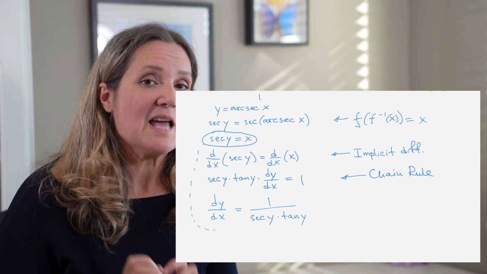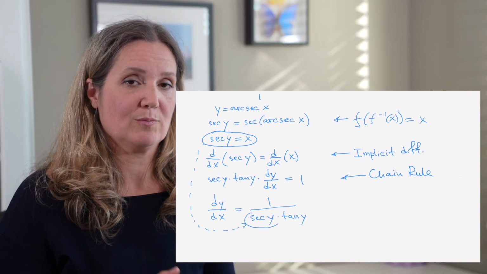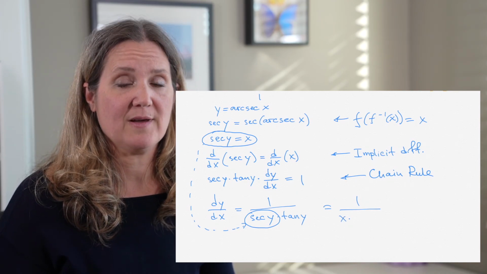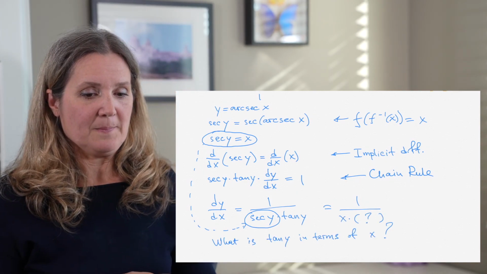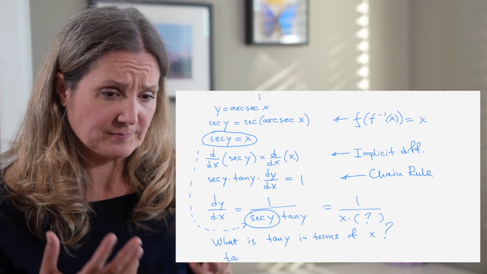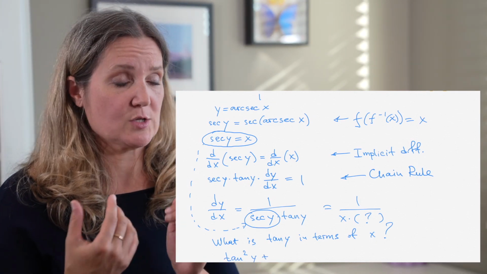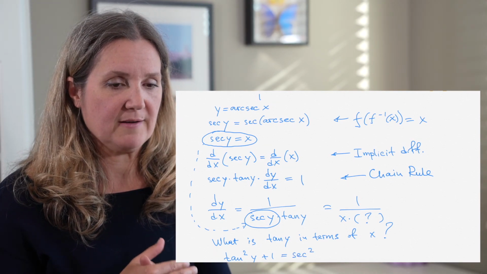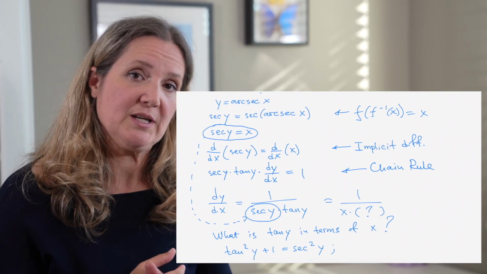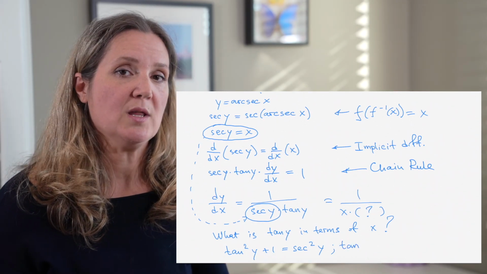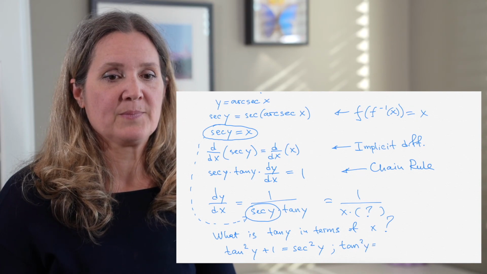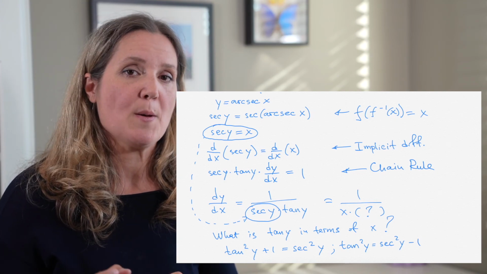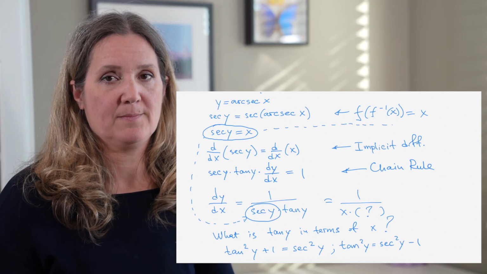Secant of y is exactly equal to x, so that's an easy substitution back. What is tangent of y in terms of x? Well, we have seen the equation sine squared of an angle plus cosine squared of an angle equals 1. If we take this equation and divide by cosine squared, we get a new equation: tangent squared plus 1 equals secant squared. We can write tangent squared of y as secant squared of y minus 1.